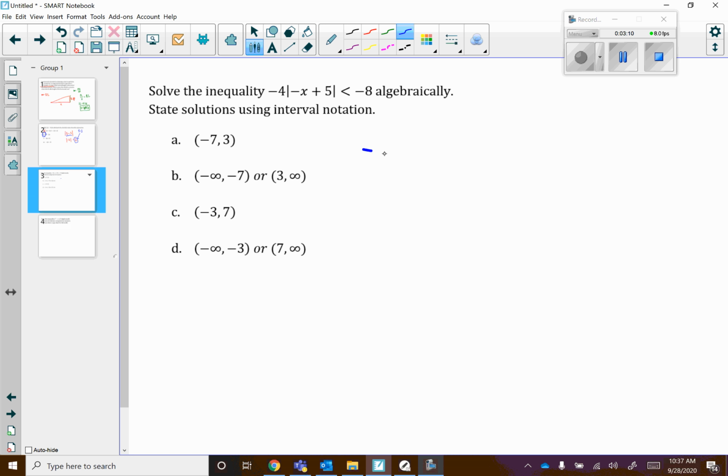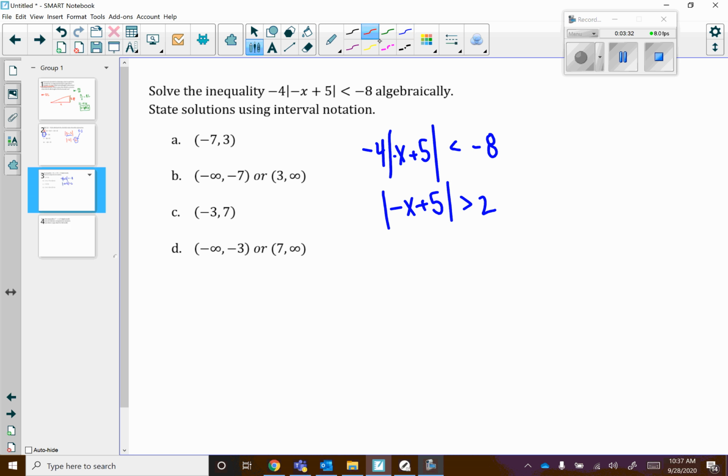We start with negative 4 times the absolute value of negative x plus 5, which is less than negative 8. To start, we're going to divide everything by a negative 4. When we do that, remember we switch the sign. Negative 8 divided by negative 4 is a positive 2. And we still have the absolute value of negative x plus 5.